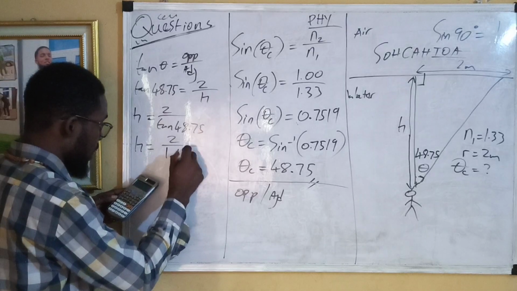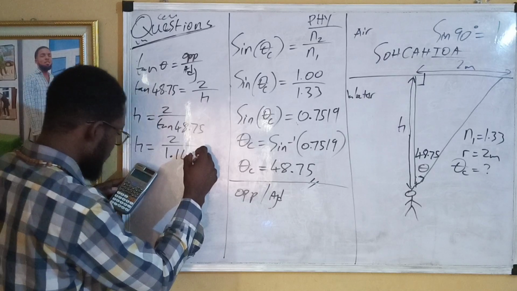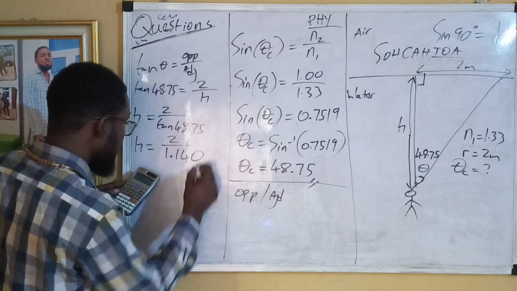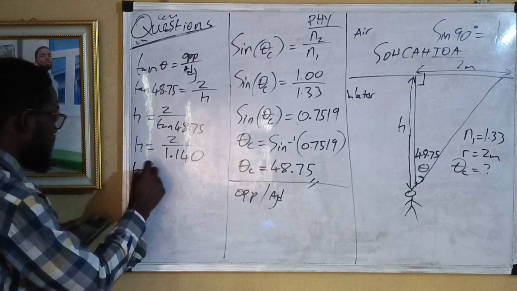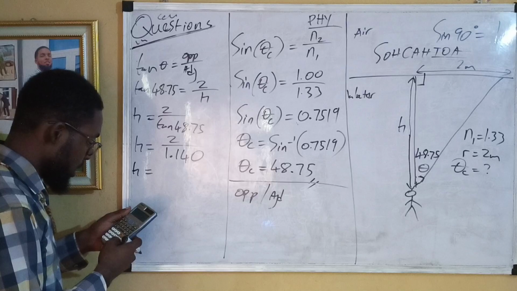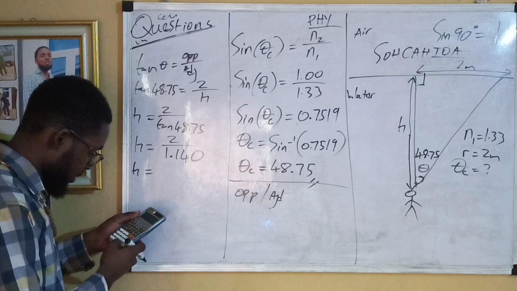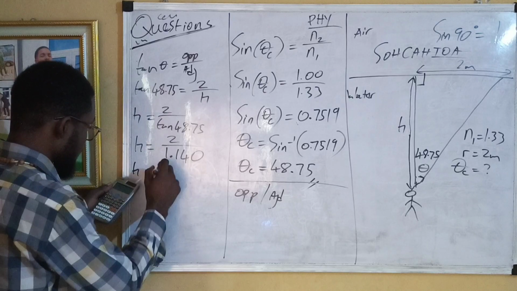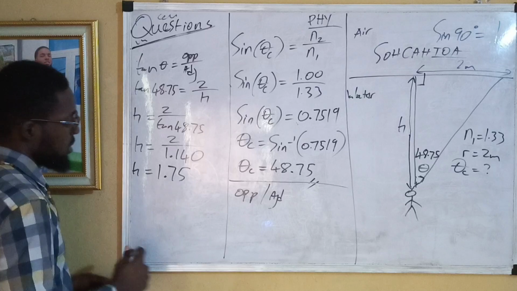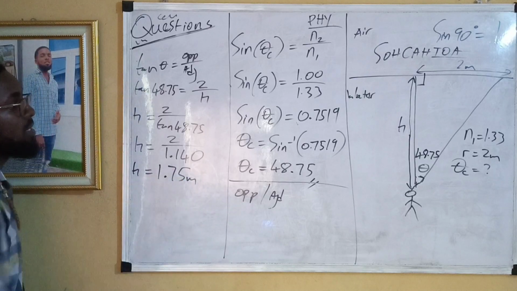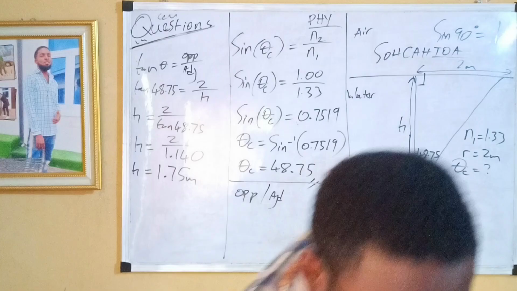tan 48.75 is 1.140. So therefore, what is the height? The height becomes 2 divided by the answer, 1.14. Let's approximate to 1.75 meters. This is the height. Okay.